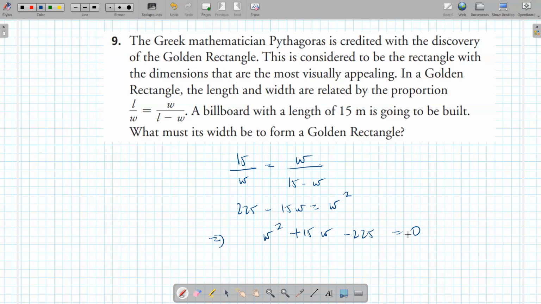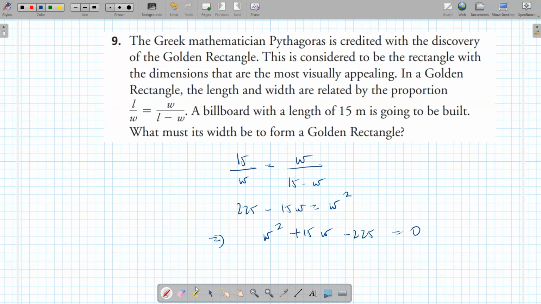Is this solvable? 225. 25 and 9, but that adds up to 16, not 15. Can't really think of anything else that multiplies to 225. It's either 15 and 15, or 25 and 9. Yeah, no idea. So what do we do here?